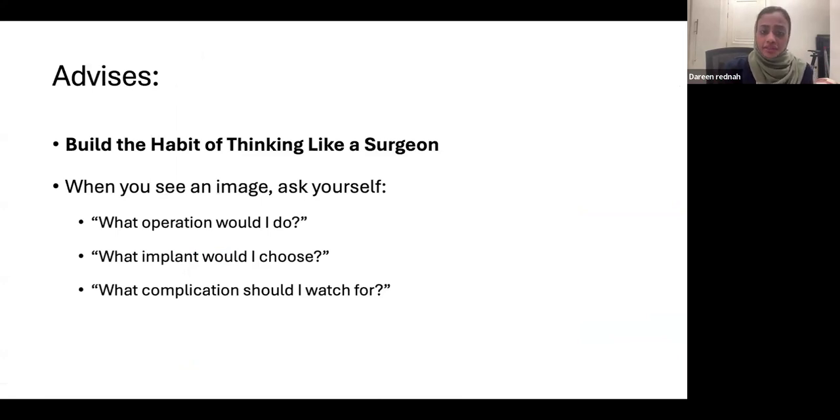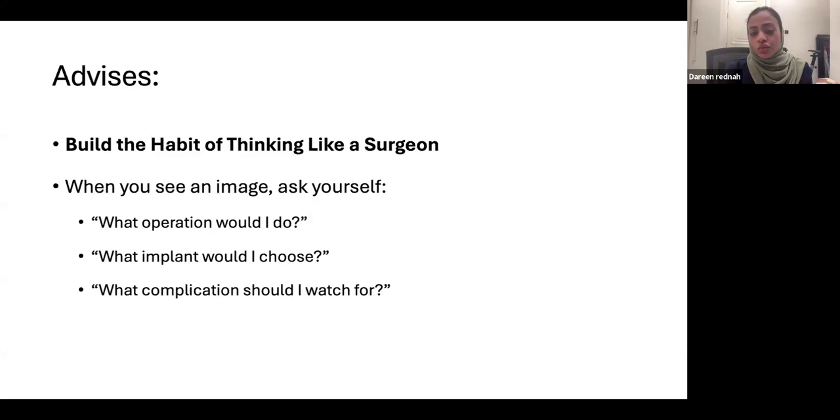Build the habit of thinking like a surgeon. As a student, when you see an image, ask yourself, in this image, how do I read it? First, read the image. Then ask yourself, what is the best surgery? I will do open reduction internal fixation for a distal radius fracture. What will I put? A T-plate, for example, a distal radius plate.